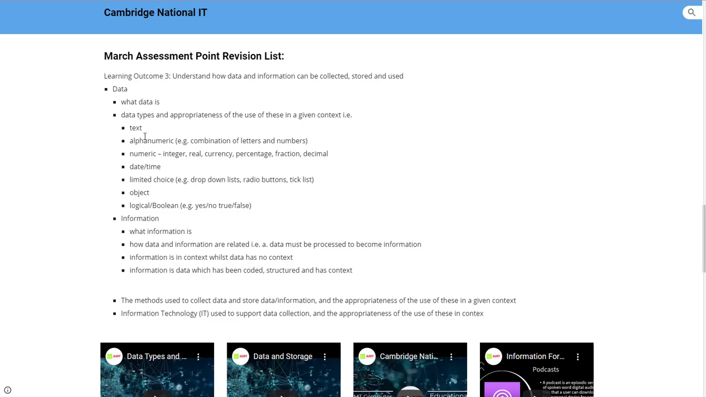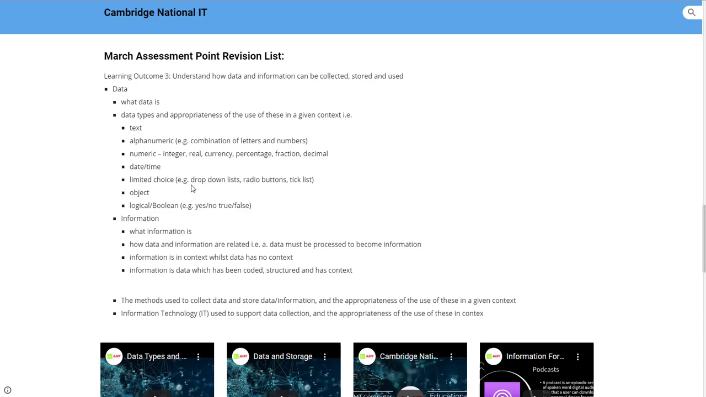Then you need to understand these different data types. A data type is a way of describing the format of the data that we're collecting. So we have text, alphanumeric, that's a combination of letters and numbers, numeric, which is integer, real, currency, percentage, fraction, decimal, date and time, limited choice, which is a drop-down list, radio buttons or checklist, object, logic and Boolean, yes, no, true, false. You need to understand what the data within each of these data types looks like and where it might be used.